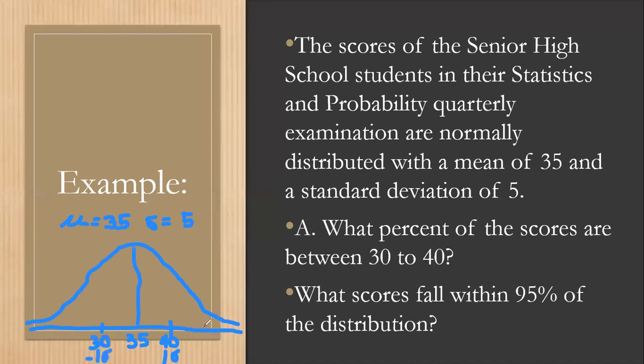Okay? And then the next standard deviation will be 40 plus 5. So the score here is 45, which corresponds to 2 standard deviations. On its left, we have 30 minus 5 is 25, and that corresponds to -2 standard deviations. And then the last one will be 25 minus 5 is 20. In case there will be a score of 20, then it corresponds to -3 standard deviations. And to its right will be 50.